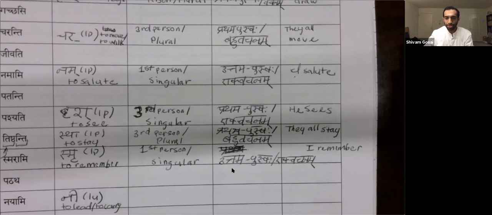There's one more question, it says ni is ubhayapada. Can you explain that, please? Ubhayapada we will cover either this lesson or next lesson. So we'll come to that. I know I haven't explained that yet.